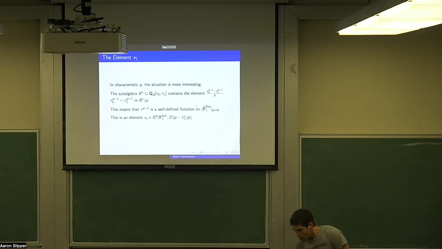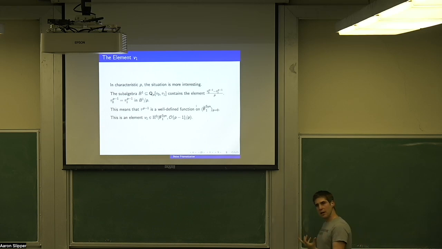Now on F1 sin, it's not a function, but it makes sense. It's a homogeneous element of degree p minus 1. So it makes sense as a section of the line bundle O(p minus 1). So the upshot of this whole discussion is that this gives you a well-defined element in H^0 of F1 sin with coefficients in O(p minus 1), reduced modulo p. So I'm going to call that section V1.